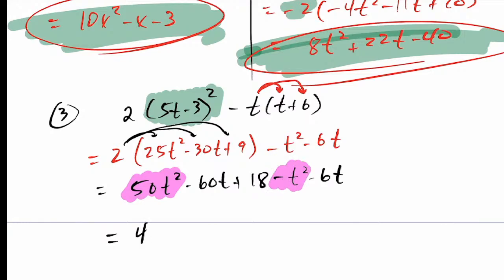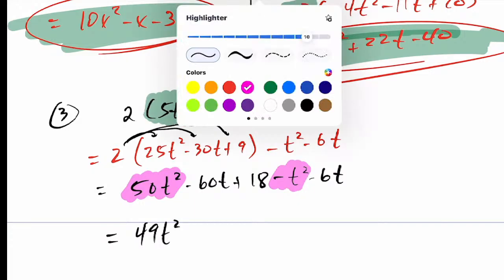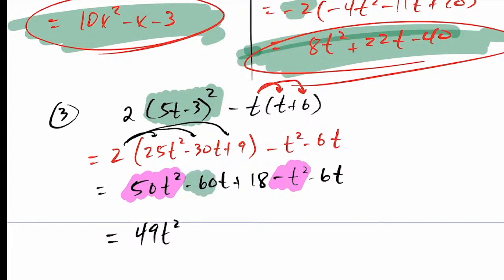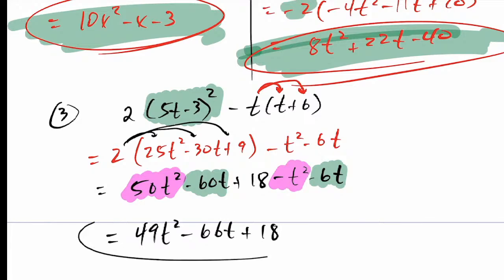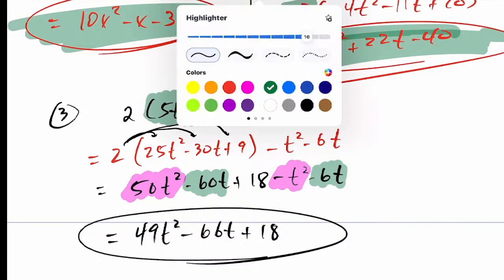So this is going to give me 49t squared, and minus 60t minus 6t is minus 66t plus 18. So that's the answer for number 3.